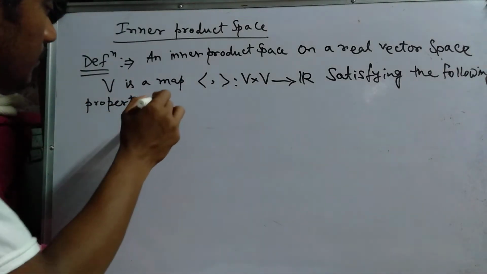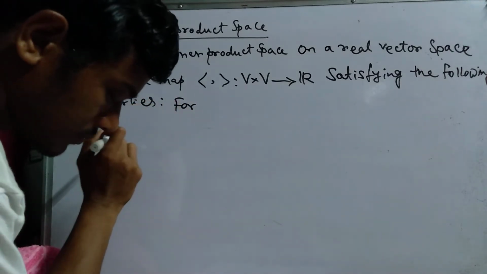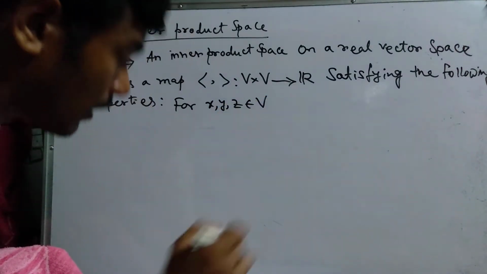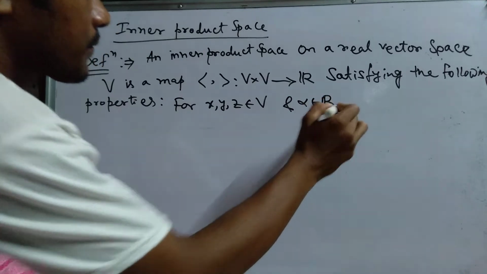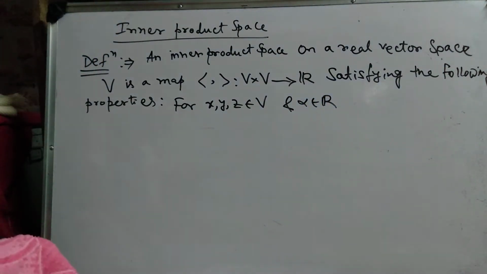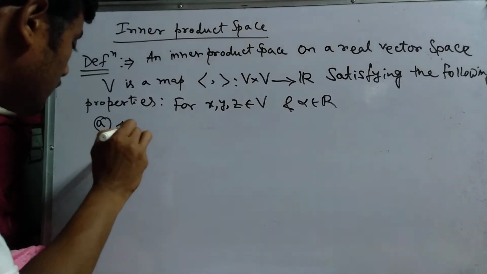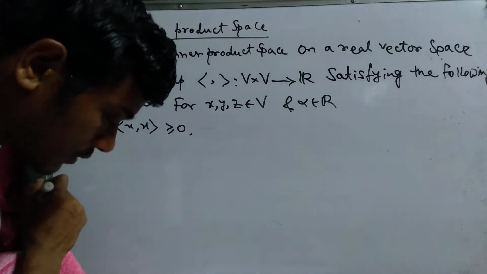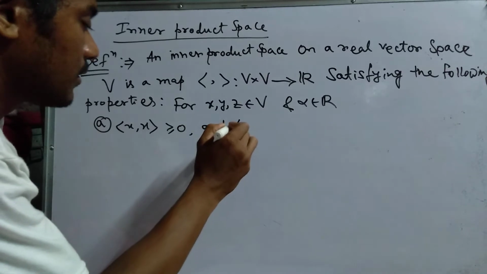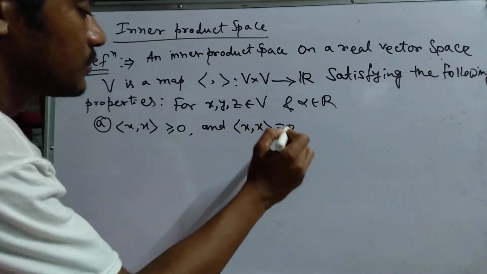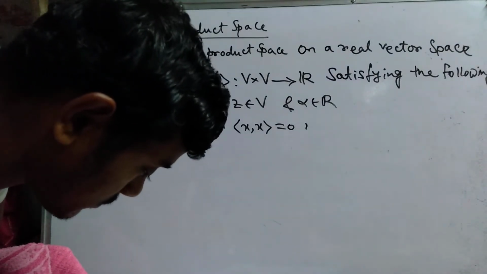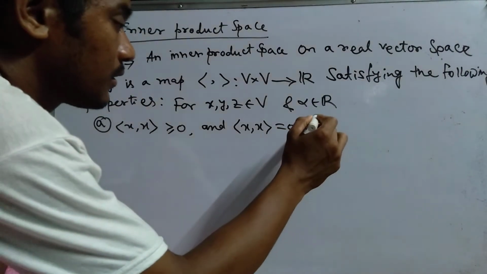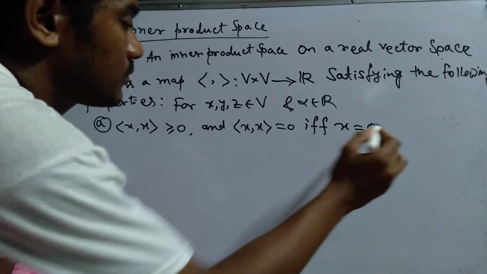First one, for x, y, z belongs to V and alpha belongs to R. Property A: x inner product x is greater than or equal to 0, and x inner product x equal to 0 if and only if x equal to 0.